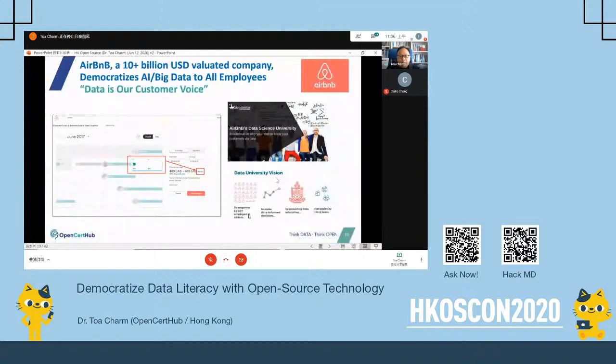So you look at Airbnb, we talked about, right? They are highly valued, they're very successful. One of the secret recipes for them is definitely big data. But what does big data do for Airbnb? That's the most important question.